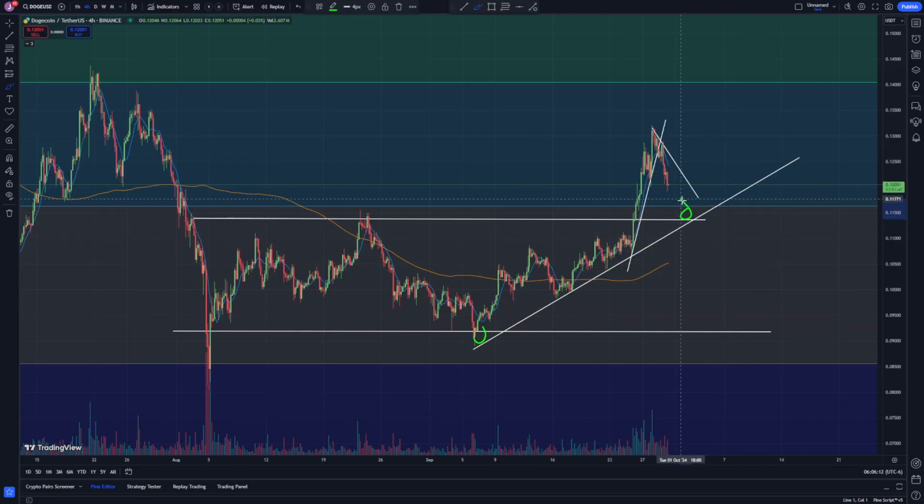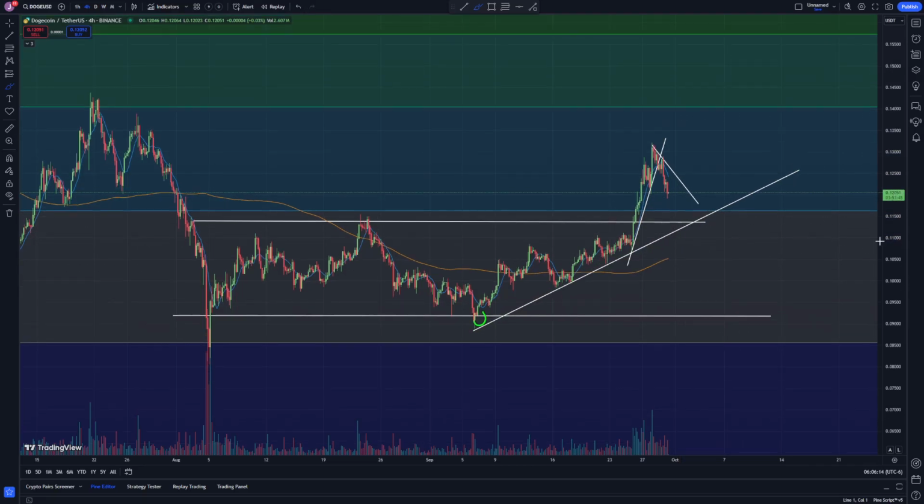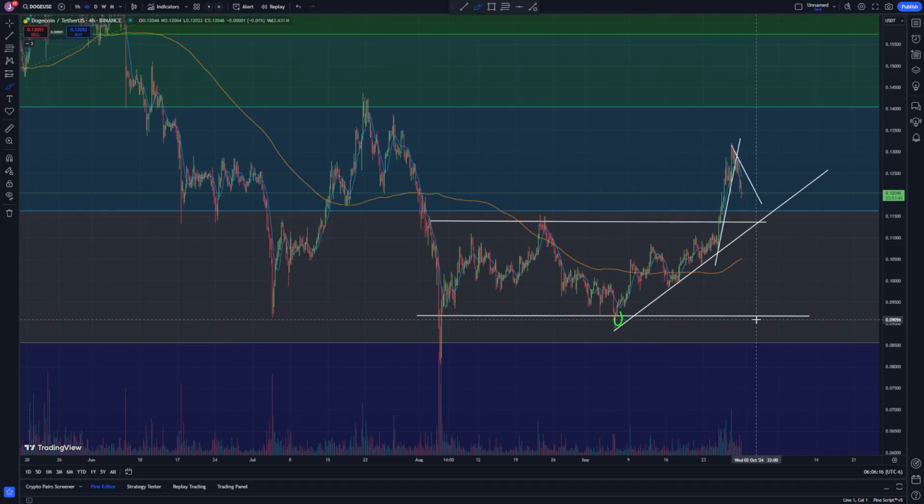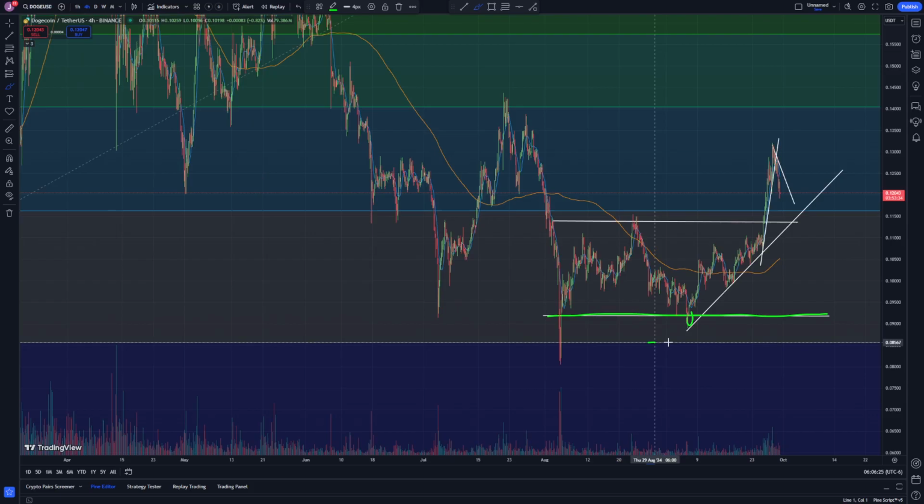But if we break this trend line going to the downside, then we could start looking at targets even further down, which could possibly be this bottom down here sitting at around 0.09137, or the Fibonacci retracement level sitting at around 8 cents, 0.085, somewhere around there. Those are the things that I'm looking at.